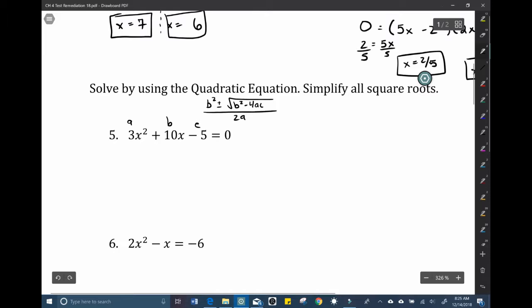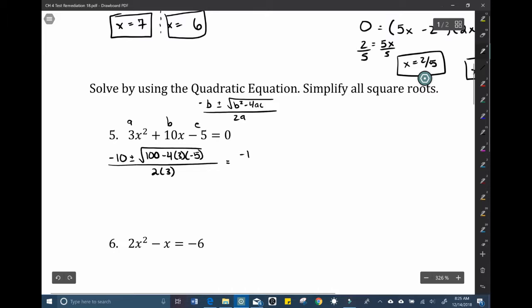Okay, so B squared is actually negative B. What are you doing, Mr. D? Negative B plus or minus square root of B squared minus 4AC. So negative 10 plus or minus square root of 100 minus 4 times 3 times negative 5, okay, all over 2 times 3.